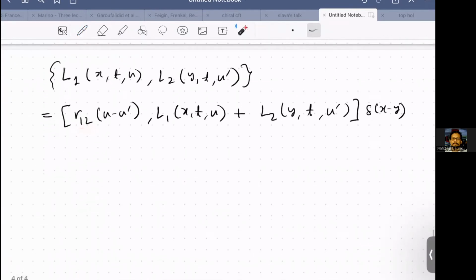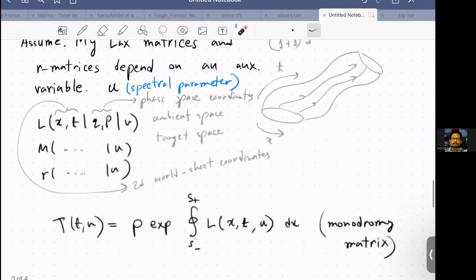And the R matrix also depends on the spectral parameters. Remember that these matrices act on two vector spaces in tensor product. So L1 acts here, L2 acts here. And this U and U prime, you imagine them as being associated to either this factor or this factor. And the R matrix, which acts on this entire space, has to depend on the difference between these two spectral parameters. And then I have basically the same thing as I did here.